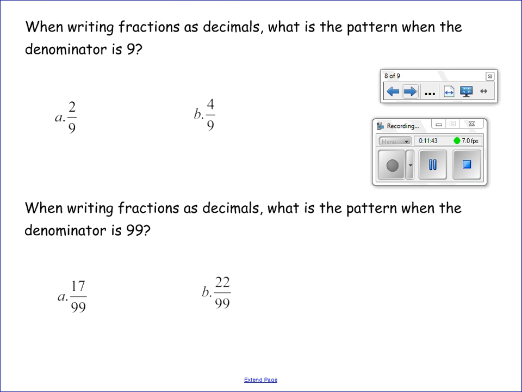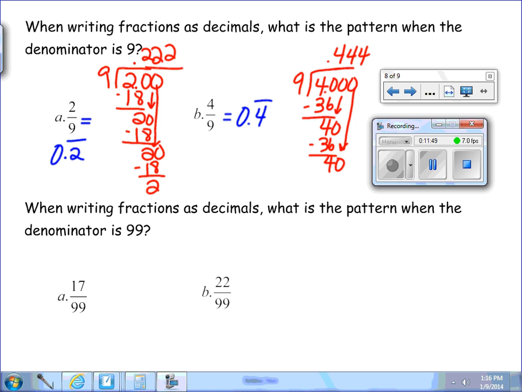When writing fractions as decimals, what is the pattern when the denominator is 9? Note when you have the fraction 2 over 9, if I divide 2 by 9, notice that the numerator repeats. So 2/9 in decimal is 0.2 with a bar notation over the 2. Another example, 4/9. If I divide 4 by 9, the 4 repeats. Again, the numerator repeats when the denominator is 9.